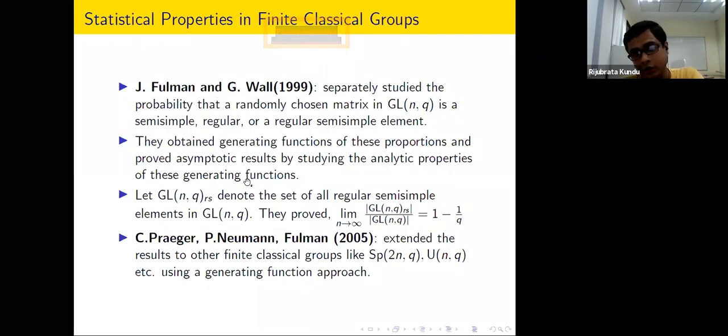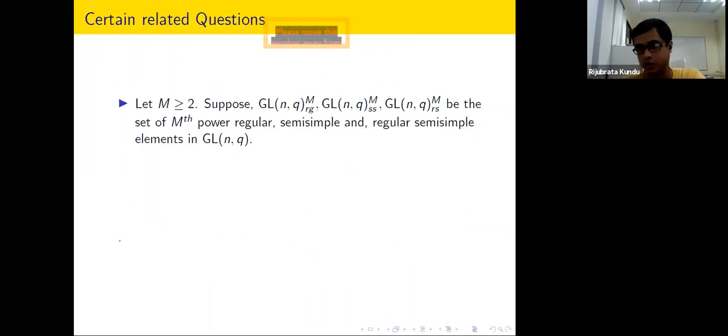So now this motivates us to see some kind of related question to powers. Let us consider the following question, which is related to our question of powers. Let m be greater than or equal to 2, and suppose that GLN Q power M RG denotes the number of regular elements in the image of the power map GLN Q power M. So this set is basically the number of mth powered regular elements in GLN Q. Similarly, the next two, GLN Q power M SS and GLN Q power M RS, are respectively the mth powered semisimple elements in GLN Q and the mth powered regular semisimple elements in GLN Q.